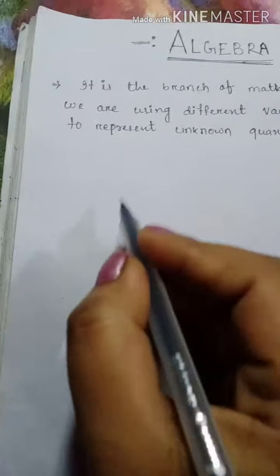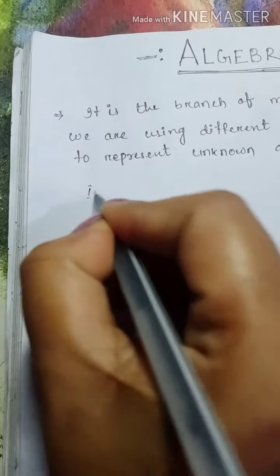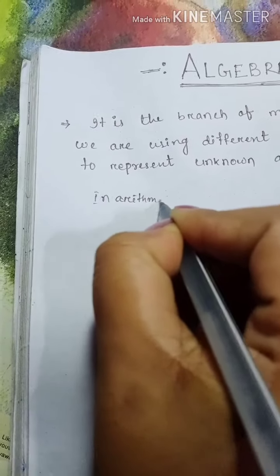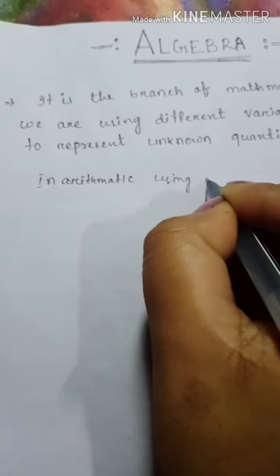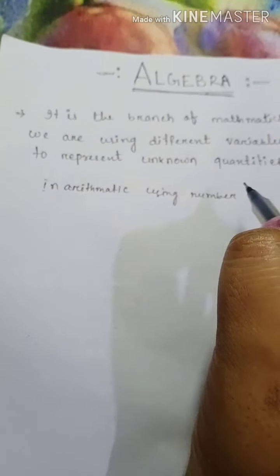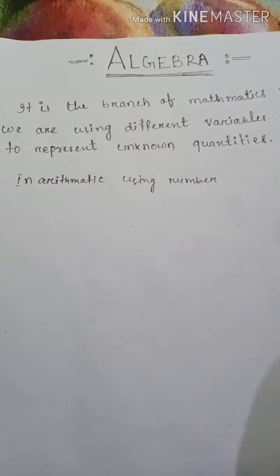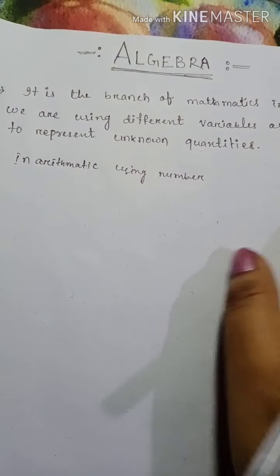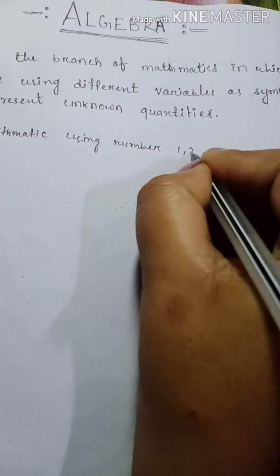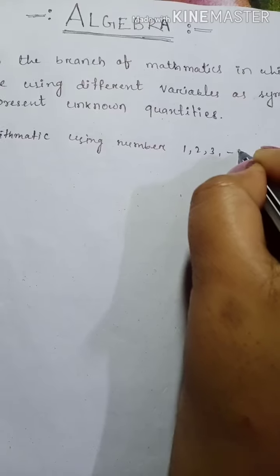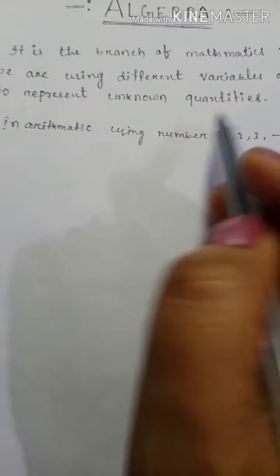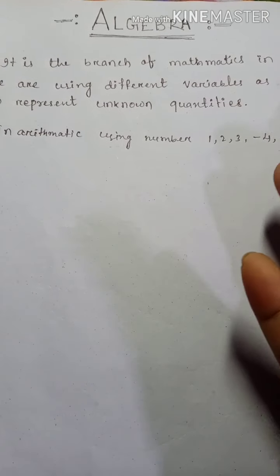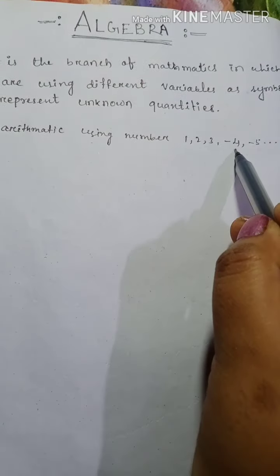See here, in arithmetic we are using numbers. We have already read about natural numbers, whole numbers, integers, fractions, different numbers like 1, 2, 3, and sometimes also negative numbers like -4, -5, etc. Any type of numbers. That means to calculate or to solve some problem we use different numbers, digits.